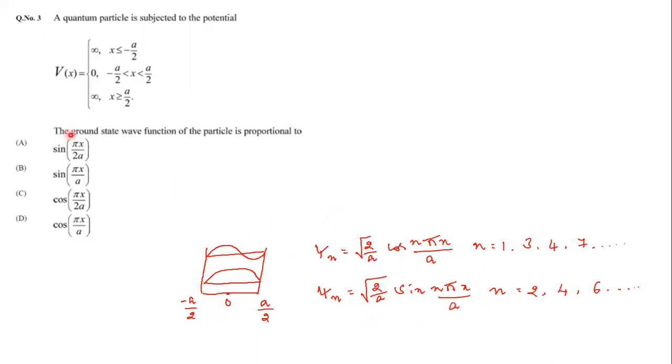So from this, the ground state wave function for a particle in a box of length like this, minus a by 2, a by 2. If the ground state is symmetric, a cos function will be the wave function, cos pi x by a. Here n is equal to 1. The ground state n takes the value 1. The ground state wave function of a particle is proportional to cos 1 pi x by a.